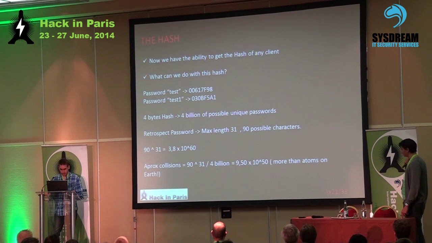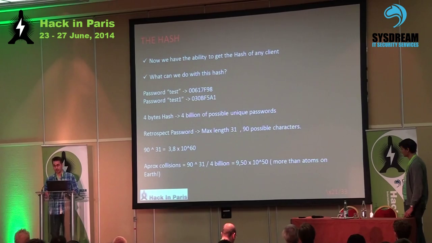And the max length of the Retrospect password in the application is 31 characters, and we can use more or less 90 possible characters in this password. So this is the number of possible passwords in the application, which is really big. Taking into account this number and the 4 bytes hash, the collision number is this one, which is really, really big as well. It's even more than atoms on Earth. And as you probably could be thinking right now, yes, this is an issue or a vulnerability. But of course, we will try to go further in this.